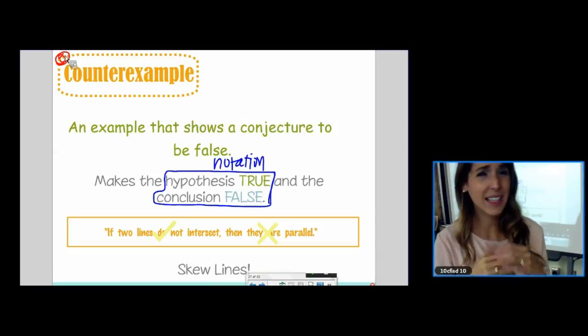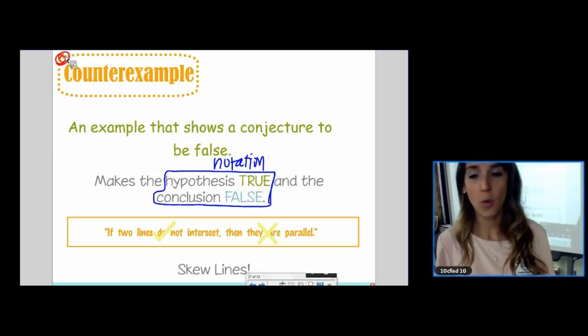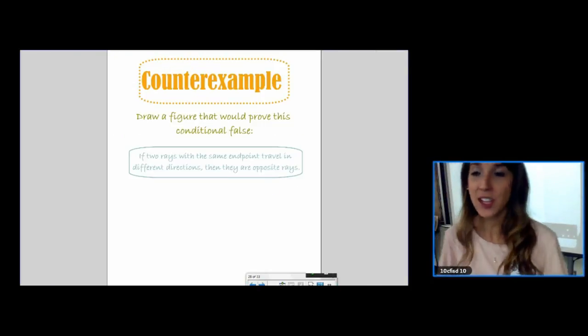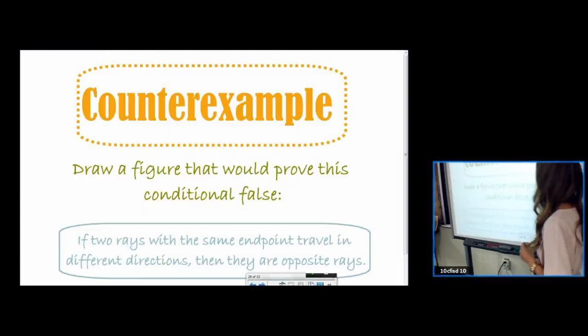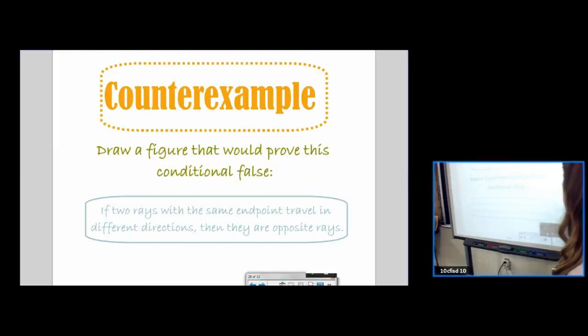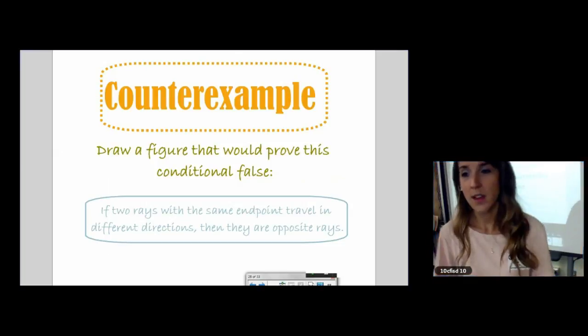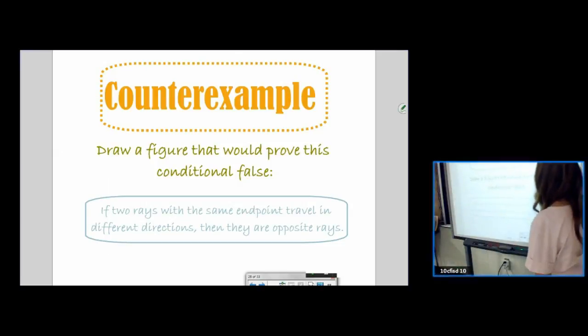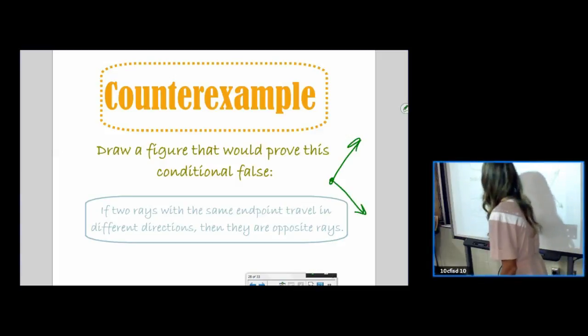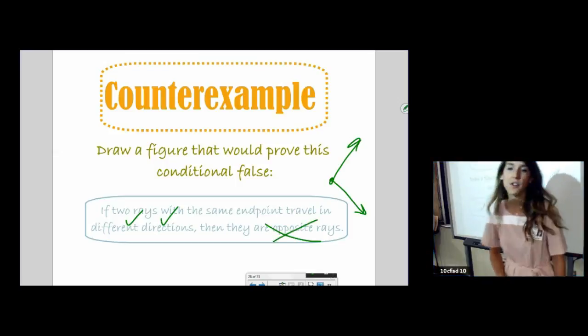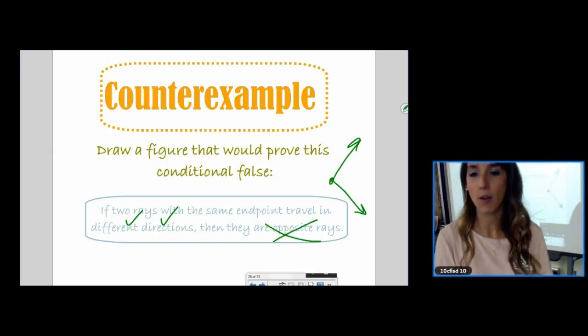Notice how counterexample, is it a whole sentence? No, it's not a whole sentence. A lot of times the counterexample is one word or a phrase. Sometimes the counterexample is even a picture. It's not even a word. Draw a figure that would prove the conditional false. If two rays with the same endpoint travel in different directions, then they are opposite rays. That was on our warm-up today. So I would draw a picture of two rays going in different directions. Yep, those are going in different directions. Check. Oh, but they're not opposite rays. I just drew a counterexample.